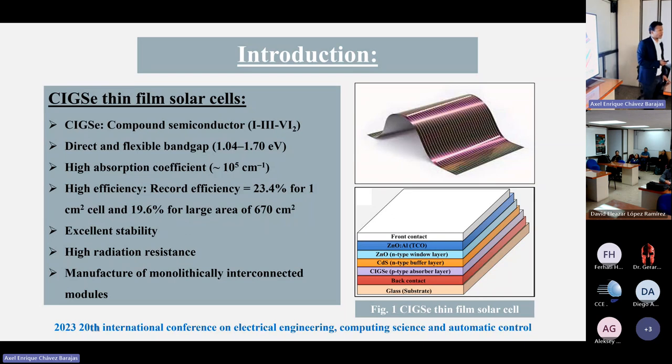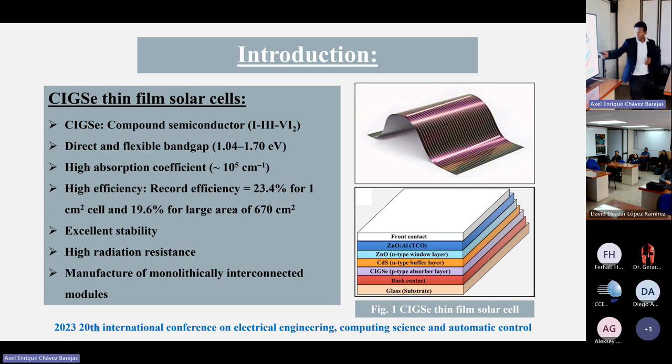So why CIGS in photovoltaic technology? It has several advantages. The first one is the direct and flexible band gap, meaning you can tune the band gap from 1.04 to 1.7 electron volts. Depending on the photon energy, you can tune the band gap and get better performance. Another one is the high absorption coefficient, so the material used in the solar cell is only around 1 or 2 micrometers, which is sufficient to absorb the photons completely.